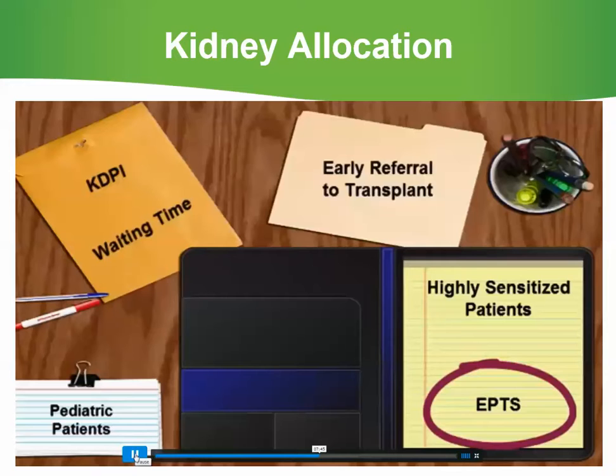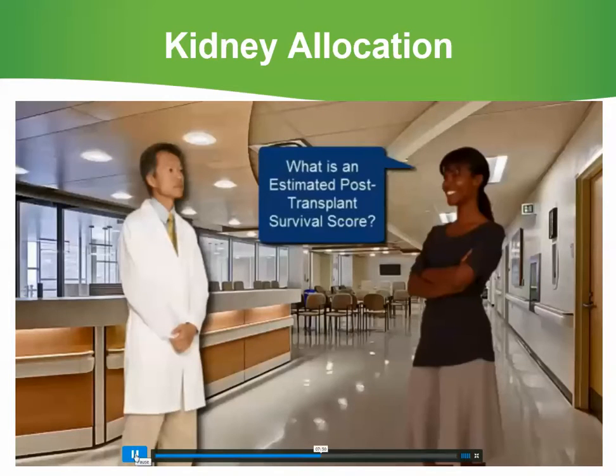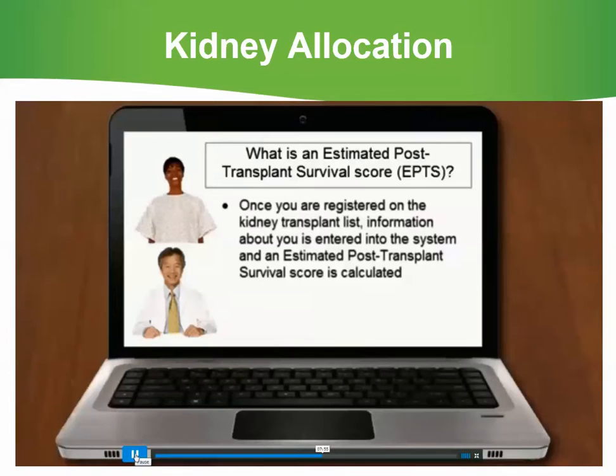Let's take a look at the estimated post-transplant survival score. What is an estimated post-transplant survival score? Once you are registered on the kidney transplant waiting list, important information about you is entered into the system, and an estimated post-transplant survival score is calculated. The estimated post-transplant survival score, or EPTS score, gives an idea of how long a patient will need a functioning kidney when compared with other patients that are registered for a kidney transplant. The EPTS score is specific to each patient.